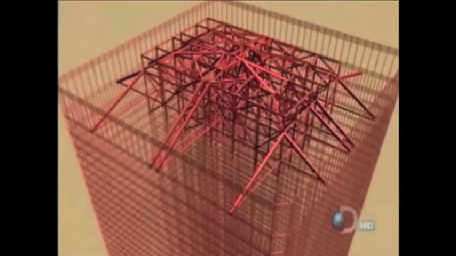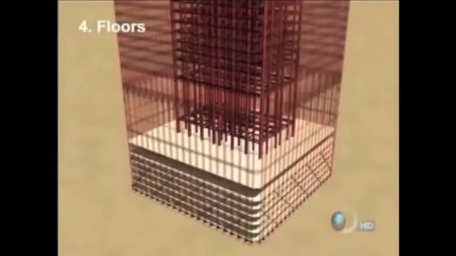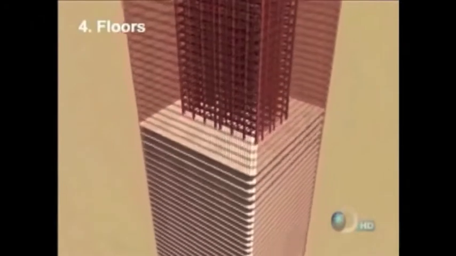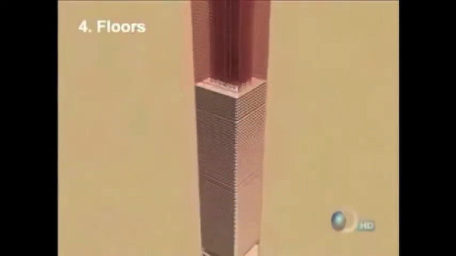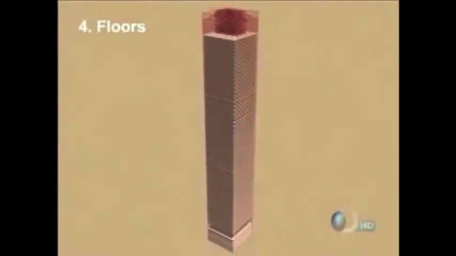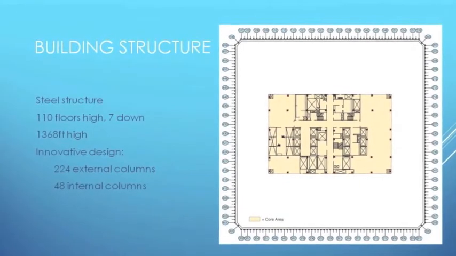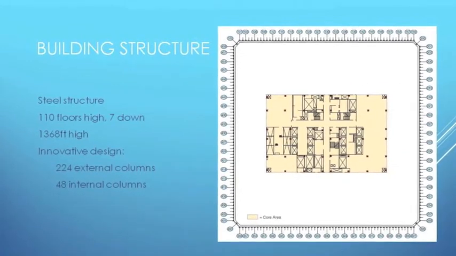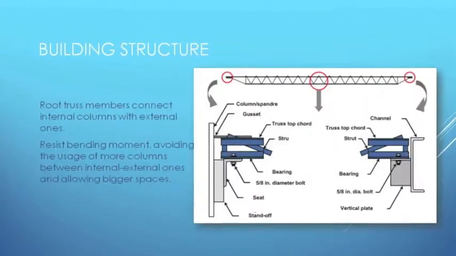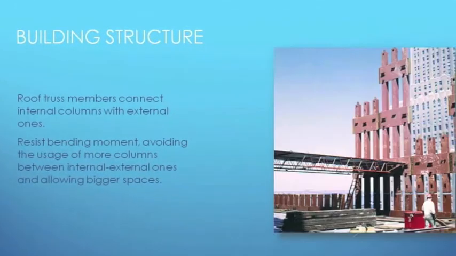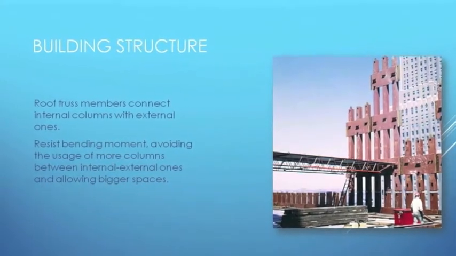The last component is the floors. Each floor has 4 inches of concrete supported by a grid of steel bars that connect all the main core columns with the perimeter tube. The innovative design allows a lot of free space between the internal and external columns. The floors are reinforced with steel bars, making the structure very light.